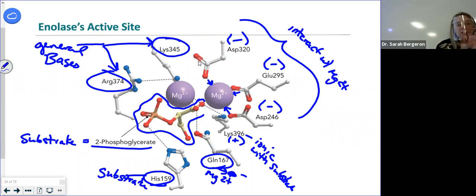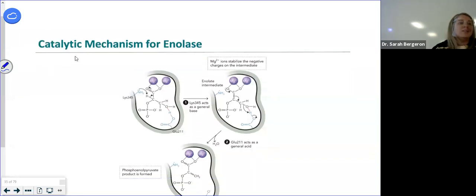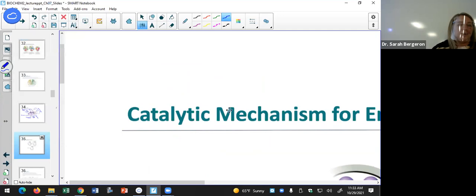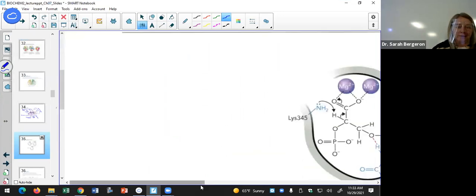So this is just kind of a preliminary look at the enzymatic pocket, just looking at the residues that are going to participate in the interactions. So let's see what happens in the mechanism. Let's see if I can zoom in again. Oh, it is zoomed. Okay.